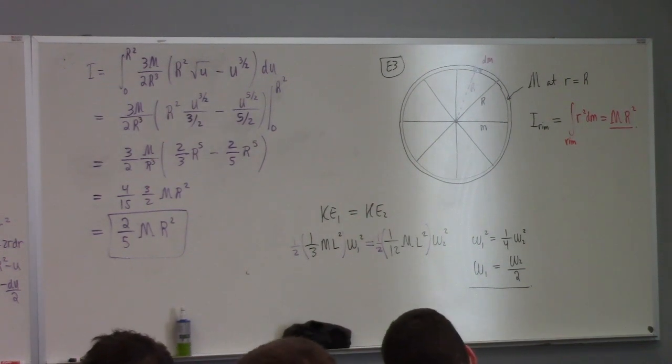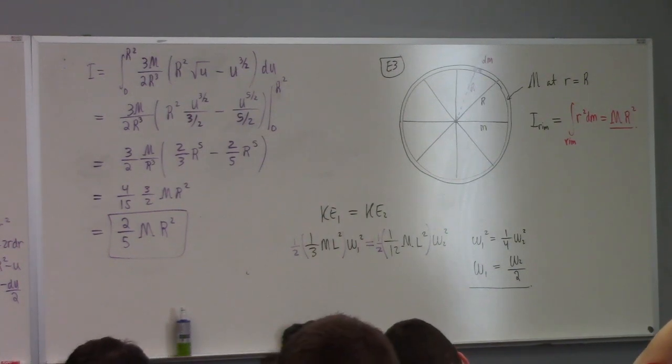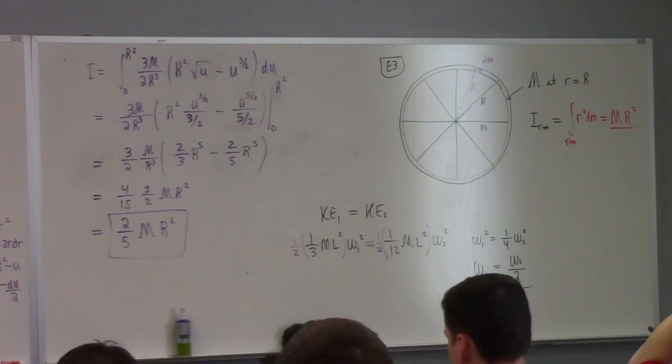Anyway, there is a table of these things in the book, of course, but I hope I've showed you how these things are derived. You can derive them too, if you know calculus, and you do.